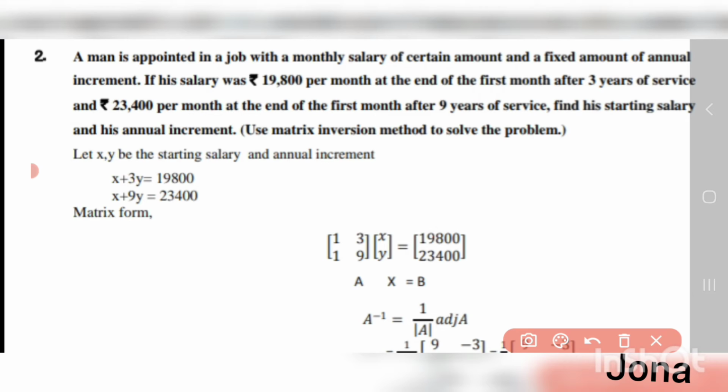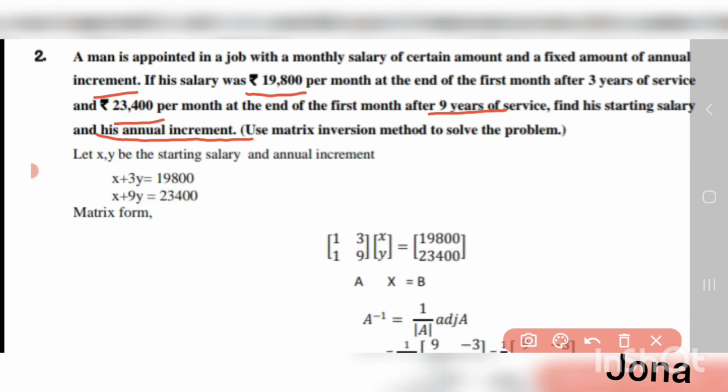Second problem. A man is appointed in a job with a monthly salary of a certain amount and a fixed amount of annual increment. His salary was 19,800 rupees per month at the end of first month after 3 years of service, and 23,400 at the end of first month after 9 years of service. Find his starting salary and his annual increment.